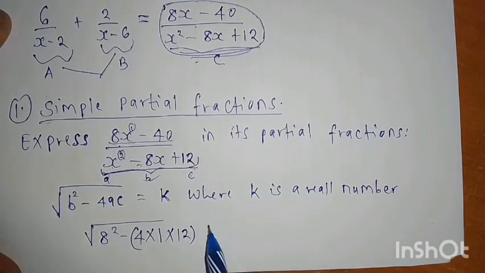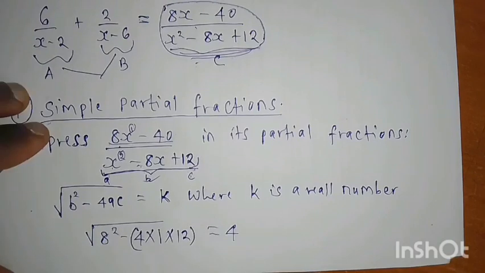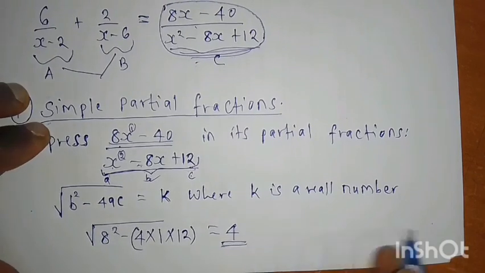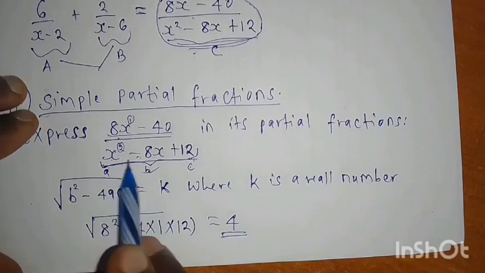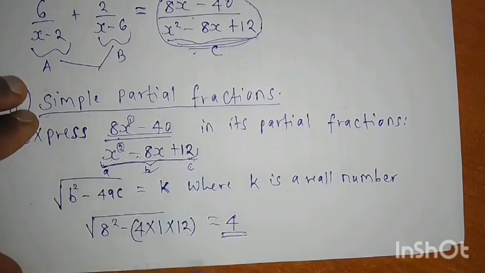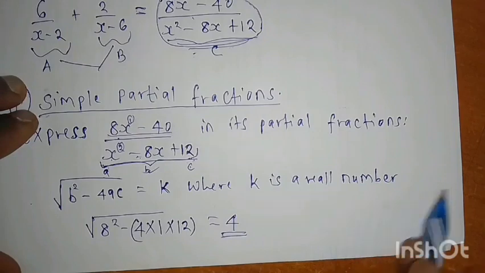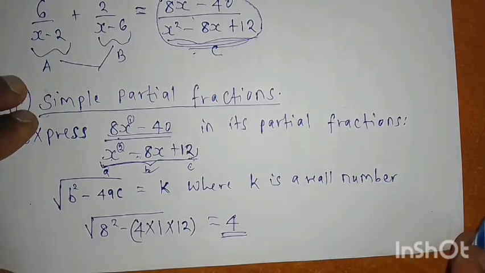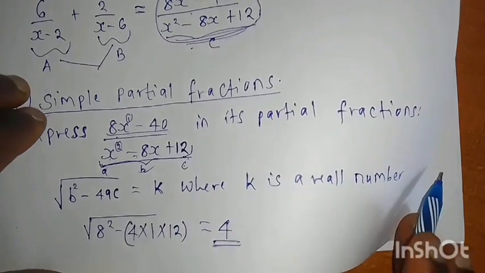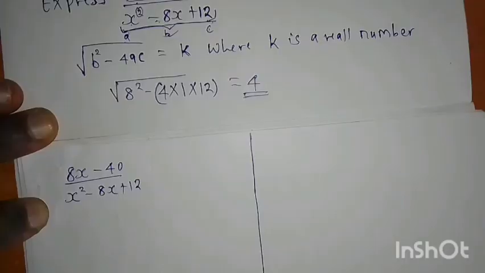So by checking this, we have found it to be 4. So that means that this expression is factorizable. In other situations where the expression is not factorizable, there is a way we will do it in the methods that we are going to learn further. So we therefore continue to step 2.